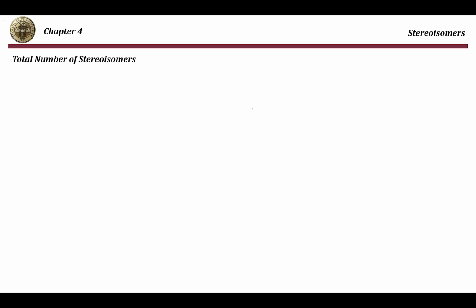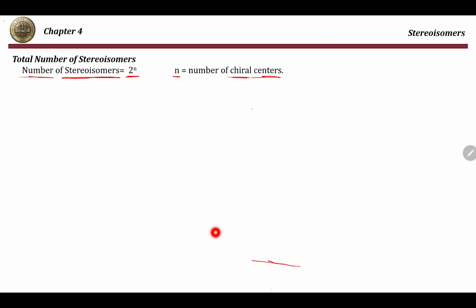But the question is, how many stereoisomers can we draw for a certain compound? This can usually be given by this equation, which is 2 to the power n. So whenever you are asked to determine the total number of stereoisomers for a compound, first of all, you have to determine n, which is the number of chiral centers that exist in this compound, and then you use this equation, 2 to the power n, to determine the total number of stereoisomers.